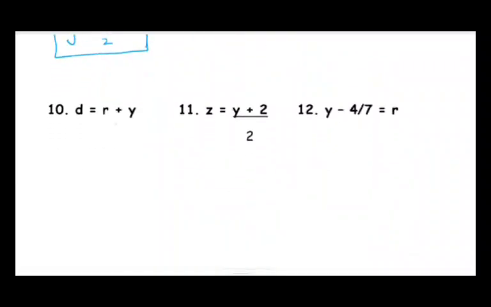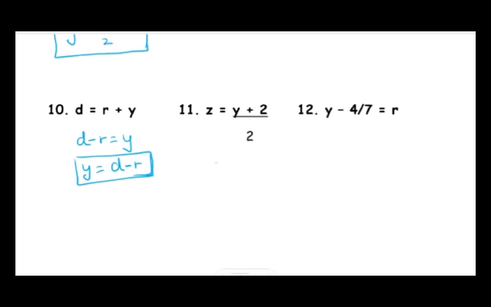D is equal to r plus y. So d minus r is equal to y. Y is equal to d minus r. Quite simple. I hope you are getting a hang of how to make y the subject by now. There are a little more complicated ones. I will be doing that as well.